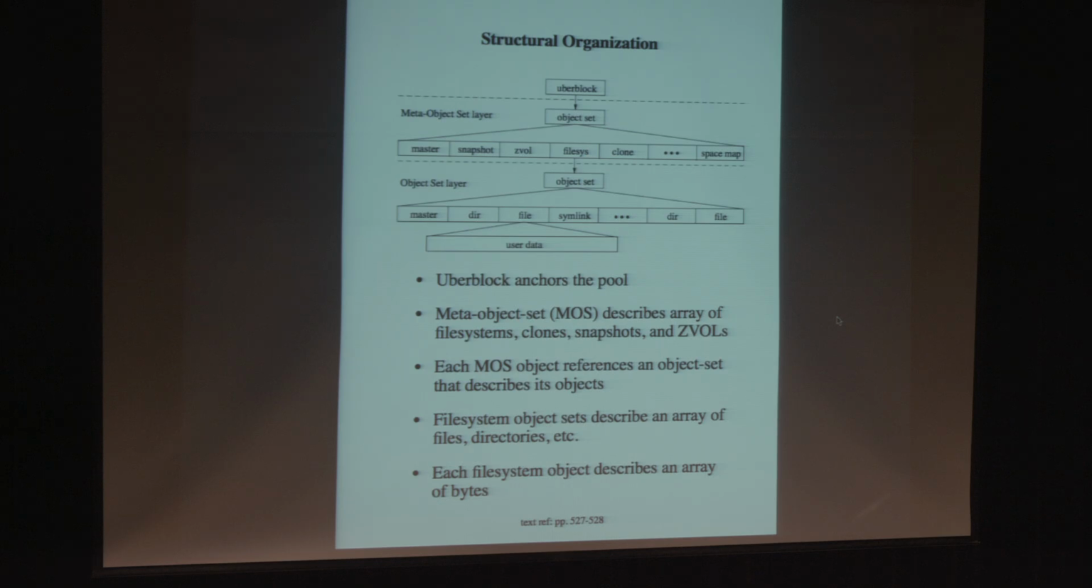Okay, so let's get into the organization here. At the very top, we have the Uber block, which you can sort of think of as the super block, although historically a super block was for a file system. This is for the entire pool. Below that, you have this thing called an object set, which in this case, at the top layer there, the meta object layer, is keeping track of all of the things that are in the pool. So you have all your snapshots, all your zvols, all your file systems, all your clones, etc.